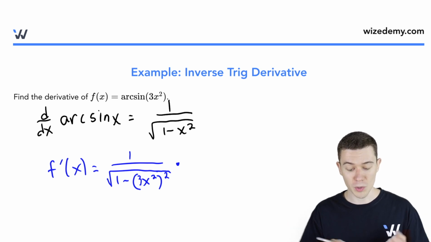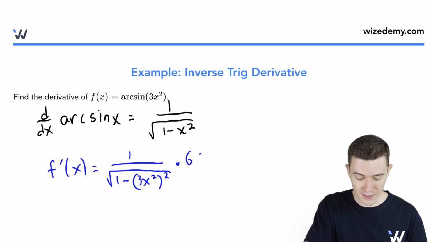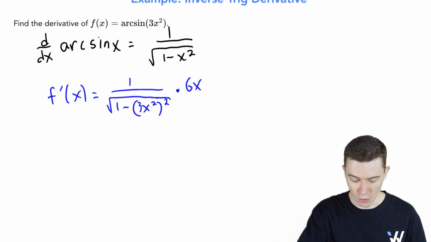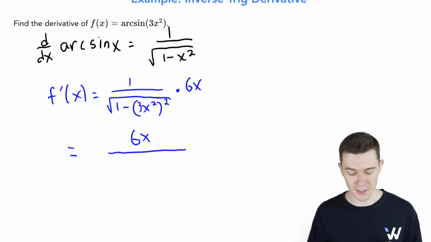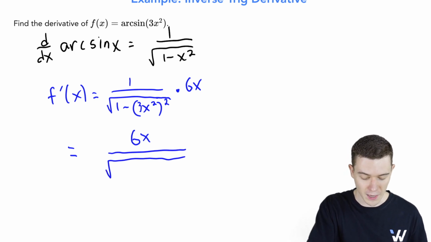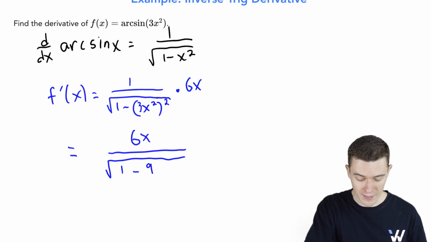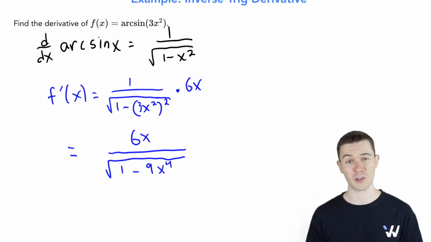What's the derivative of 3x squared? Use the power rule. 3 times 2 is 6, x to the first power. And if you like, you could take 1 second to make this look a little bit nicer. Maybe just write that 6x on top, 1 times 6x in the numerator, and then in the denominator, 1 minus, well, 3 squared, that's 9, x squared squared would be x to the fourth, and we've successfully taken this inverse trig derivative.